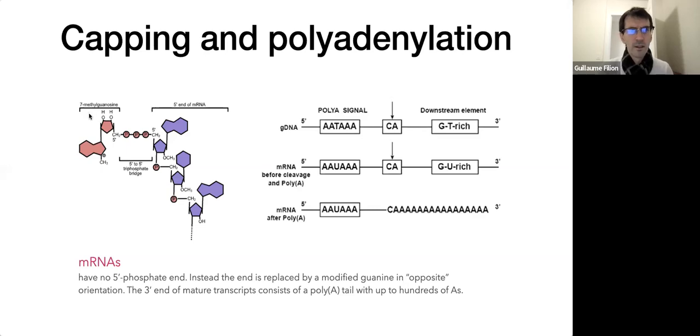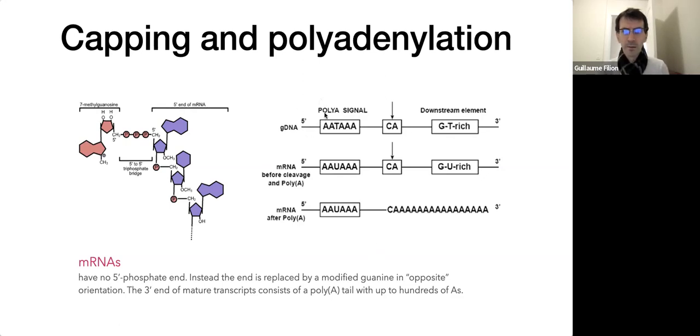And you can see that this is a 7-methylguanosine. Guanosine is a G. There's a methyl group here in position 7, but that doesn't matter very much. What matters is that it's linked the 5' ends together. So mRNAs have got 2 3' ends and no 5' end. It's kind of funny. Instead, the end is replaced by a modified guanine in opposite orientation. The 3' end of mature transcripts consists of a poly-A tail with up to hundreds of A's. It can go to a few thousands in some cases.